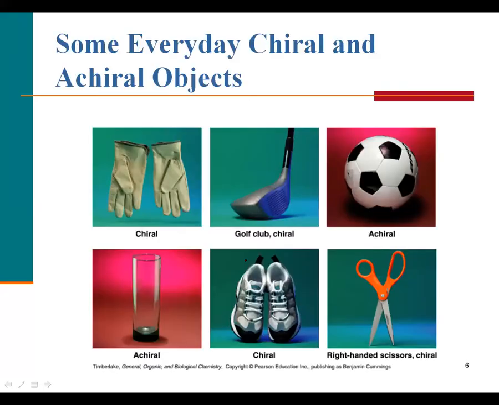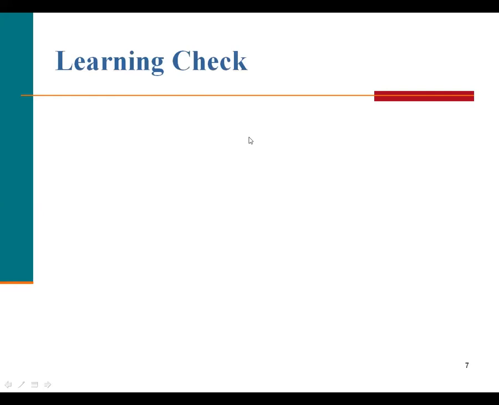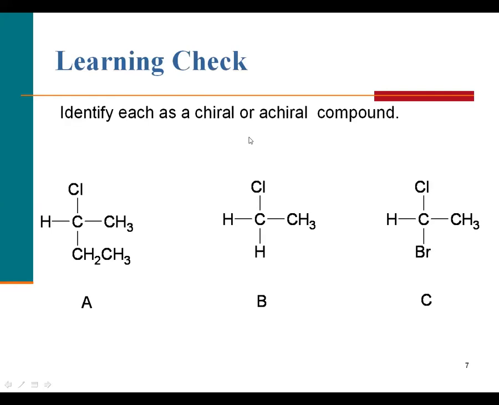Here are some chiral and achiral molecules. We've got our hands there and our gloves. We've got a soccer ball, which is achiral. Right-handed scissors, I guess, is chiral. Our shoes are also chiral. We want to look at each of these and try to determine whether they are chiral or achiral. So why don't you take a minute here and decide.